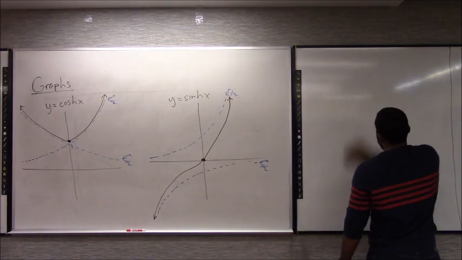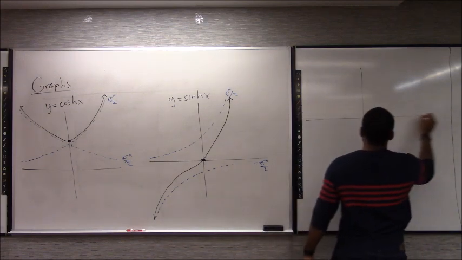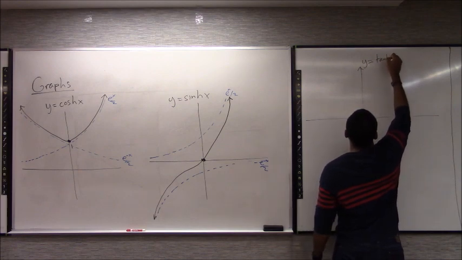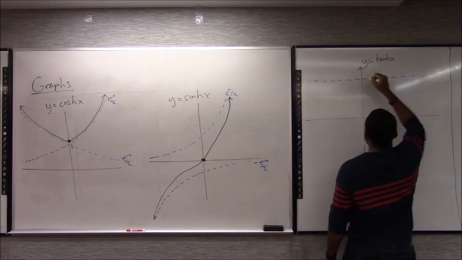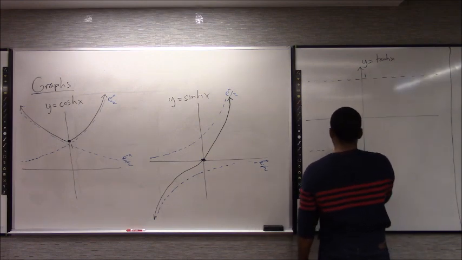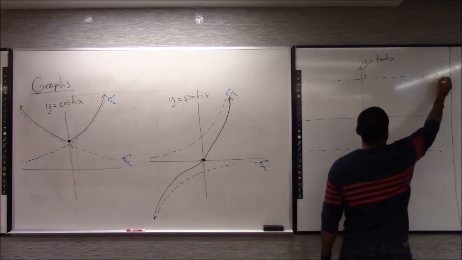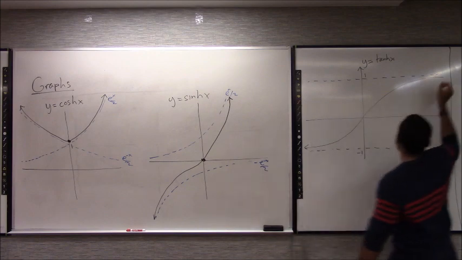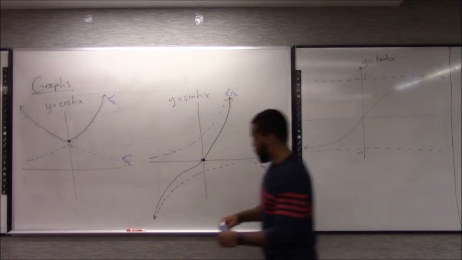The tanh graph actually looks like an inverse tangent. Look at y equals tanh. The upper bound is going to be 1, the lower bound is going to be minus 1, and it looks like that. So those are the pictures.